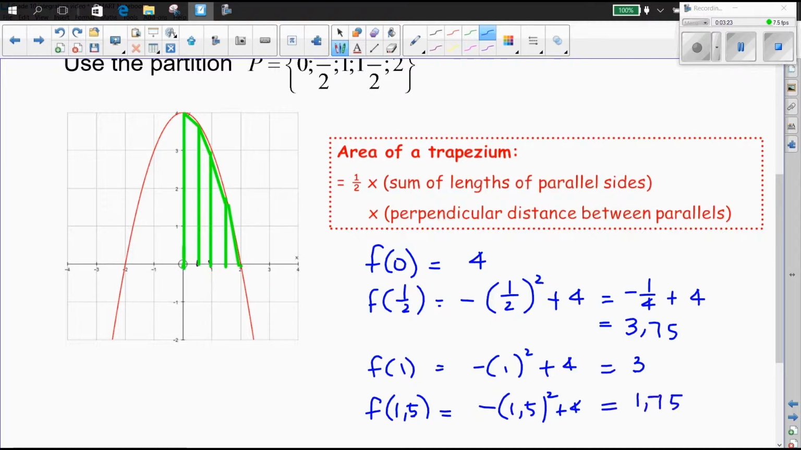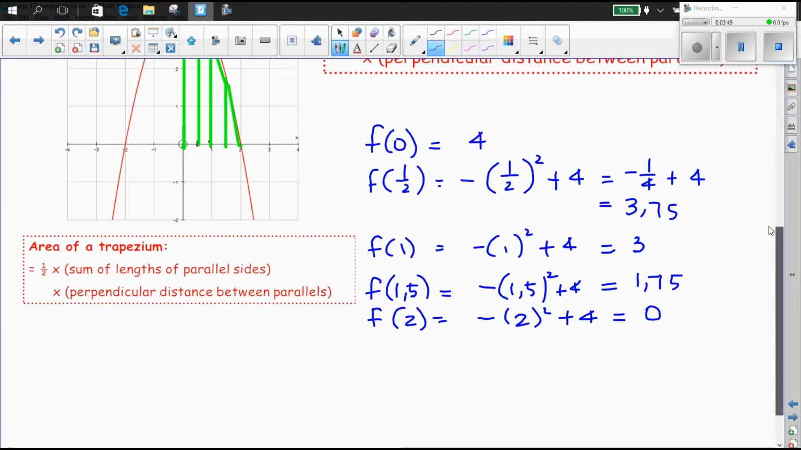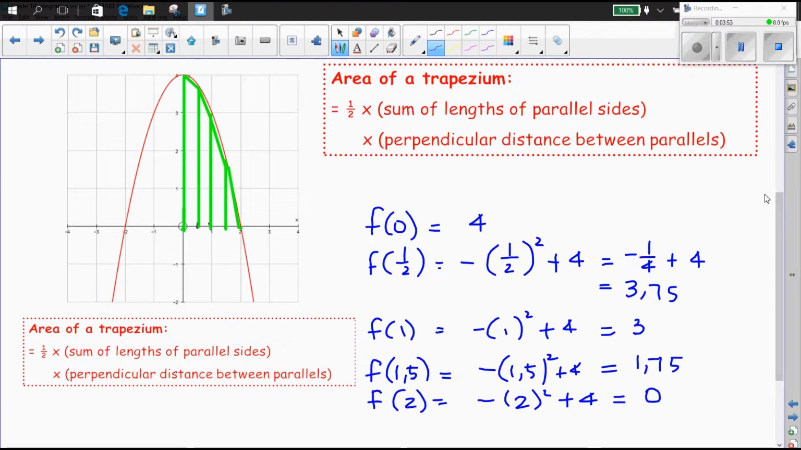And the last substitution is going to be f of 2. When x is 2, we see that f of 2 is 0. We read that off the graph. We could have also calculated it by substituting 2 into our equation, which gives me minus 4 plus 4, which is 0. So I have 4 trapeziums in my diagram. I'm just going to scroll up to show you again the 4 trapeziums that we drew onto the diagram. And now we're going to calculate the area of each trapezium.